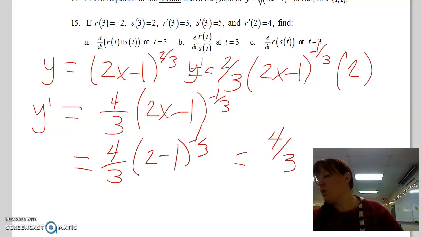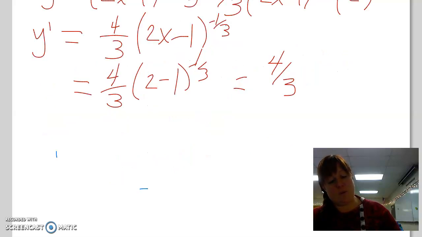And so the slope of the normal line is going to be... yeah, that's the slope of the tangent line. Okay, just making sure. The slope of the normal line is going to be the opposite reciprocal of that. So it's going to have a slope of negative 3/4.